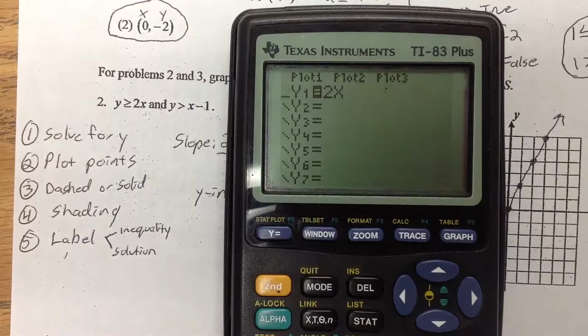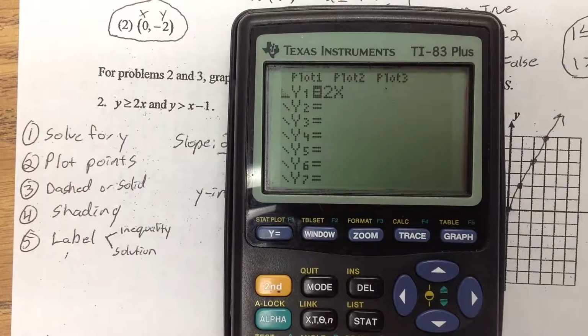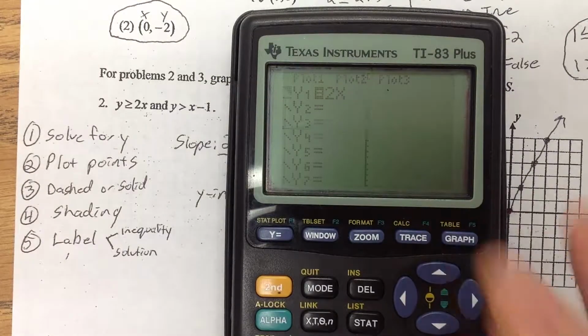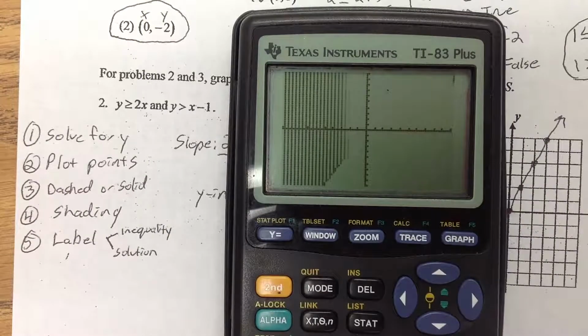All right, that's the one that looks like a greater than sign because the open side is sort of to the left. This is the one that looks like a less than sign because the open side of the symbol is kind of to the right. So let's go back to the greater than. Keep hitting enter to scroll through. There's our greater than. And we can see that the shading is up above our line.